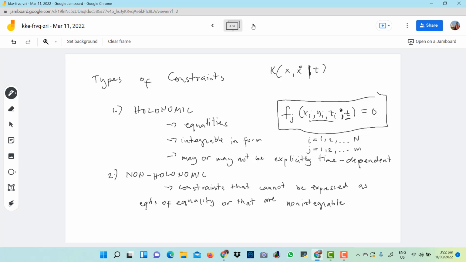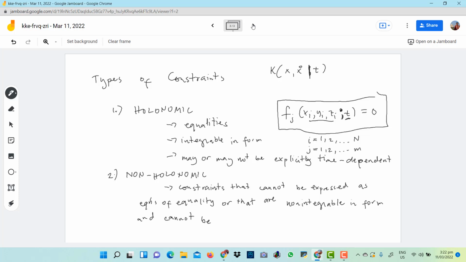Non-integrable in form. And last, cannot be used to eliminate from consideration. Cannot be used to eliminate from consideration. Okay, so you can see the difference between the two.